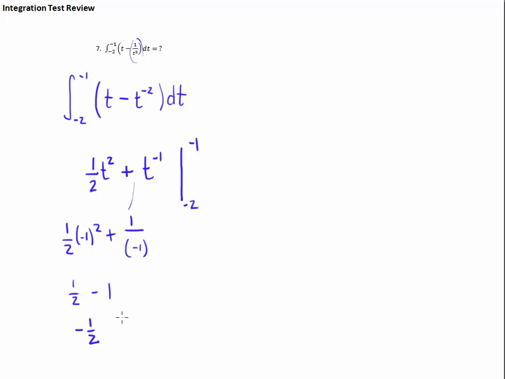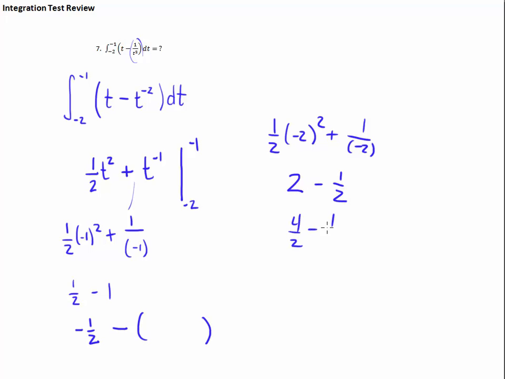Then I also need to plug in negative 2. I need to subtract whatever I get when I plug in negative 2. So I've got 1/2 negative 2 squared plus 1 over a negative 2 to the first power. It just doesn't do anything. Negative 2 squared is 4. 4 times 1/2 is 2 minus 1/2. So this is 4/2 minus 1/2 is 3/2. So I am subtracting 3/2. 1/2 minus 3/2 is negative 4/2, which is negative 2.